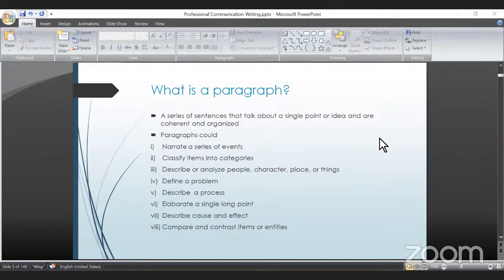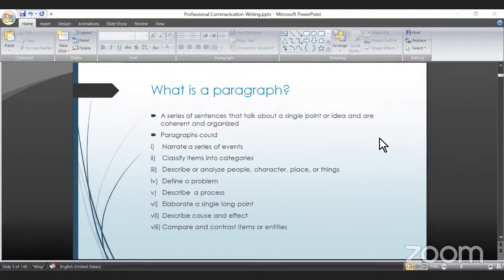Now, what can paragraphs do? They can narrate series of events. They can classify. They can describe or analyze. They can define. They can elaborate. So see, so many functions with just the help of one thing, which is paragraph, right? Compare, contrast, cause and effect.